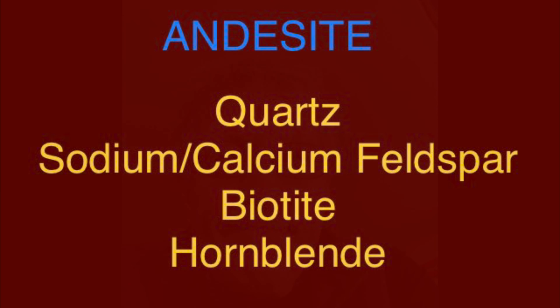If diorite magma erupts out onto the surface, it's now called a different rock, and that is andesite lava. So let's look at some andesite lava. Andesite lava contains the same minerals as diorite, its underground equivalent: quartz, sodium/calcium feldspar, biotite, and hornblende.